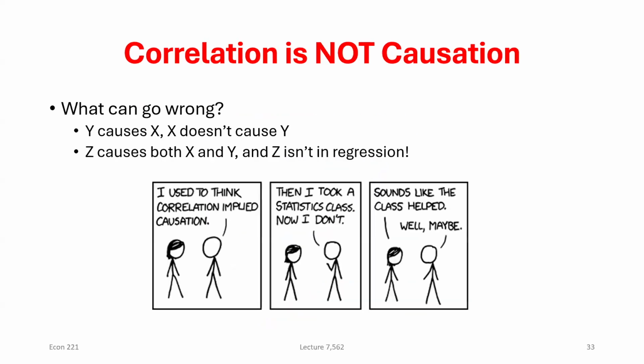So if this one goes over your head, maybe revisit this after we talk a little bit more about this today and on Tuesday. But I used to think that correlation implied causation. I took a statistics class, now I don't. Sounds like it helped. Well, maybe, right? Because maybe it wasn't that I took the statistics class that made me understand this. It was the fact that I was taking a statistics class because I was already in a group likely to have a higher education value, a higher IQ. I was more likely to already understand this anyway, right?